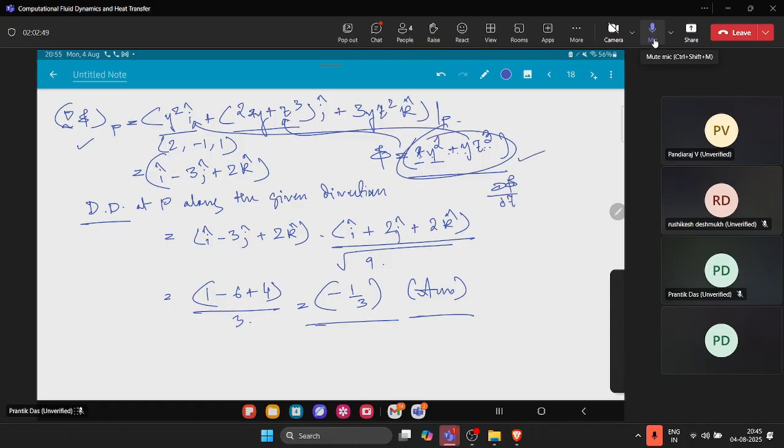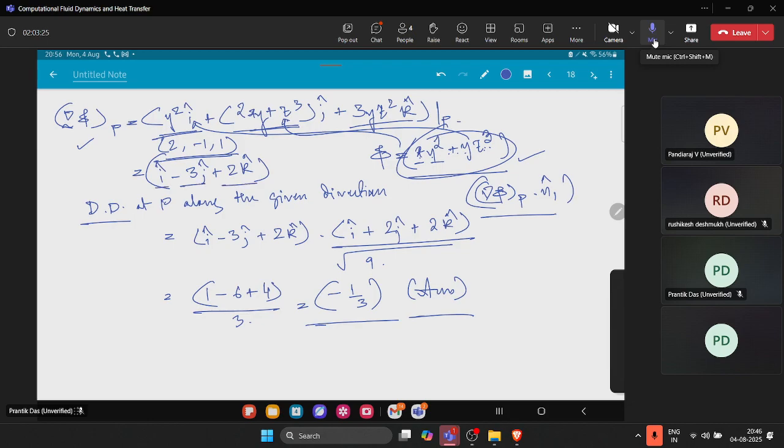First, what I'm doing is basically finding the gradient of phi at an arbitrary point x, y, z. Then I put in the point P itself, since I have to find the gradient of phi at point P and make a dot product with the direction vector i cap plus 2j cap plus 2k cap. If I want the directional derivative in this direction, I put in the values 2, minus 1 and 1, and it comes to be 1 minus 3j cap plus 2k cap.